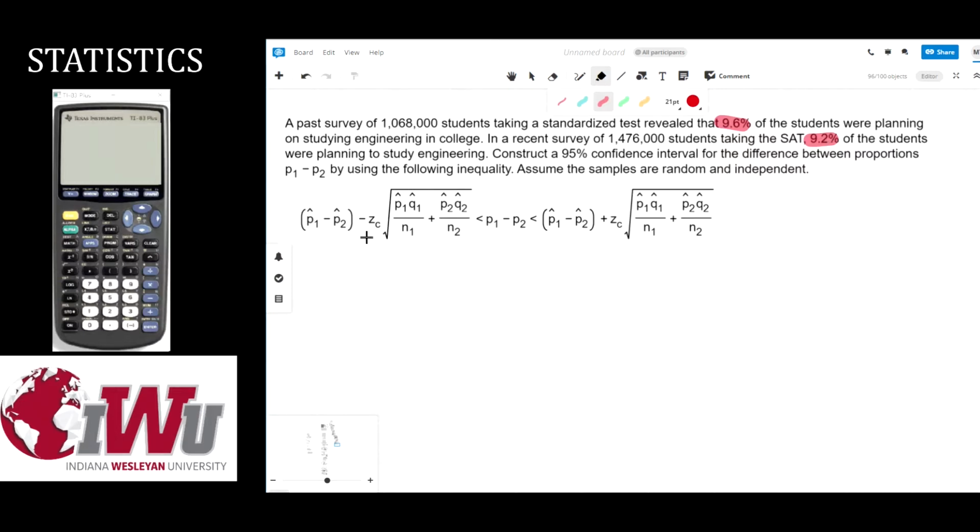Pretty simple. All right, so as you can tell here, stuff is going to come together very, very quickly for this question. So the next part, we've got to get the q hats. And well, that's really simple. That's just 1 minus that 0.096, as well as 1 minus the 0.092. So when you see q1 hat, q2 hat, that's basically just taking these and subtracting them from 1. That's all that is.